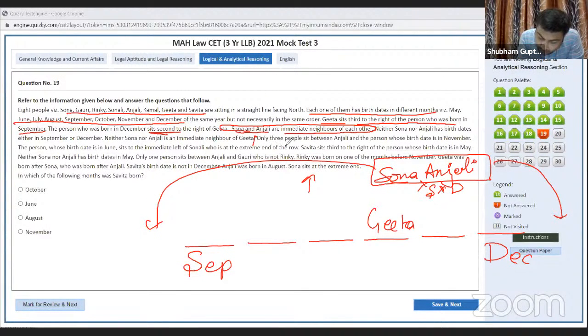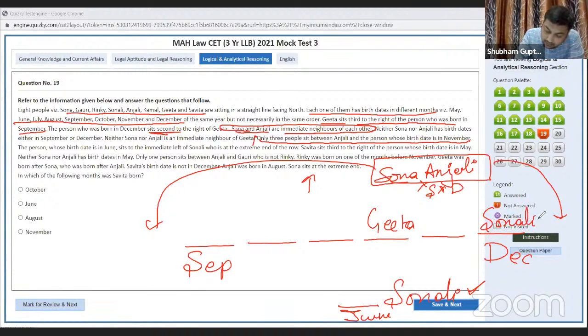Only 3 persons sit between Anjali. So let's keep this line underlined because we have not done anything. The person whose birth date is in June sits to the immediate left of Sonali, who is at the extreme end. So somebody sits here and Sonali is here, and it says it is one end. So if she is at one end, then she must be at the right end because she has somebody on the left. So she must be on the right hand. So can I say Sonali should come here? If Sonali comes here, June must come here, right?